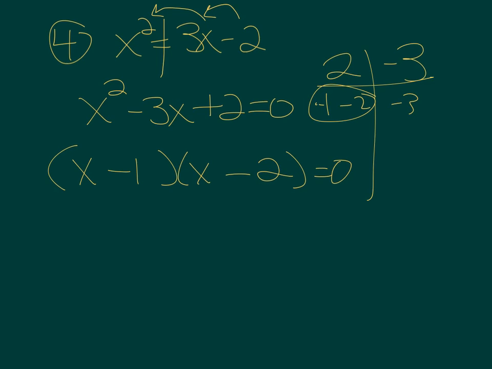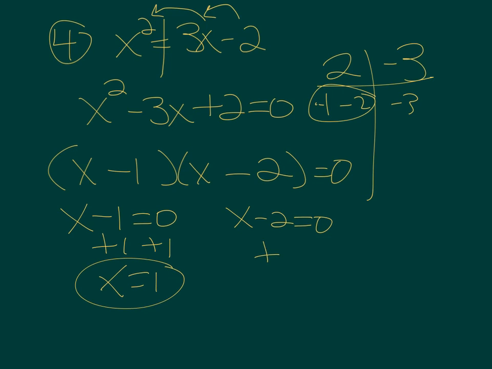Okay, and now the coefficients are 1 here, so remember you can just put those in any order. So now let's split them up. x minus 1 equals 0, and x minus 2 equals 0. Add 1, x equals 1. Add 2, and x equals 2. Okay, and those are my 2 solutions.